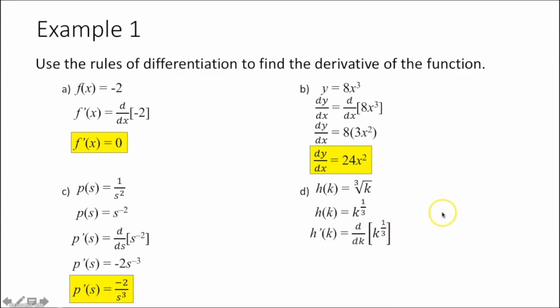When I take the derivative of k to the 1/3 power, I'm going to move this 1/3 out front, so it's going to be 1/3 k to the 1/3 minus 1 power. Now 1/3 minus 1 is going to be negative 2/3, because 1/3 minus 1 is the same as 1/3 minus 3/3. So you get the negative 2/3 power. And if I want to rewrite this with a positive exponent, I can move it to the denominator, and it's going to be 1 over 3k to the 2/3 power.